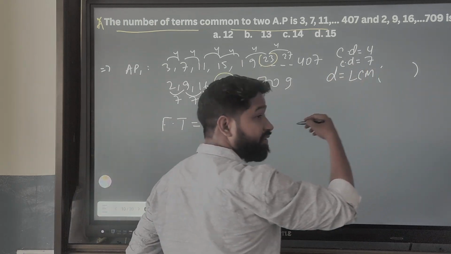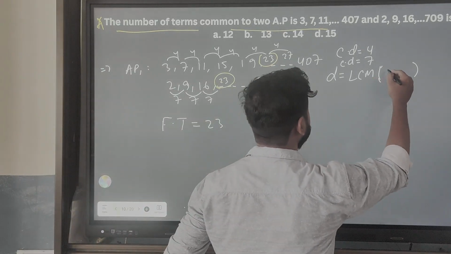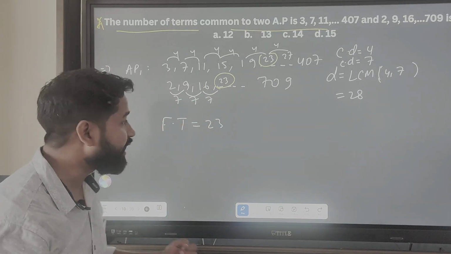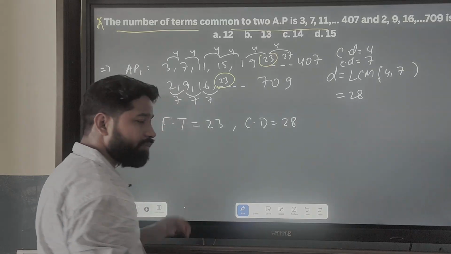So what will be the common difference of these common terms? That will be the LCM of 4 and 7. What you'll say, so that's 28. So we got to know the common difference, that is 28. Now tell me one thing.